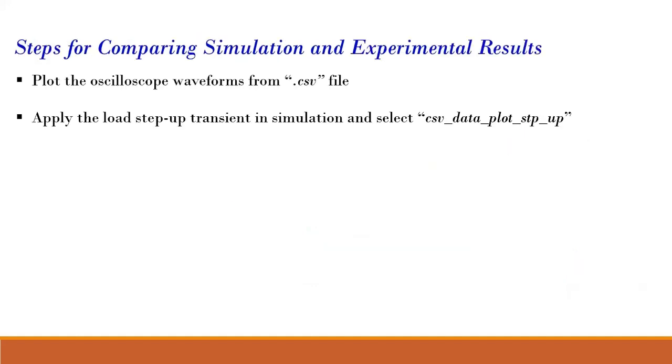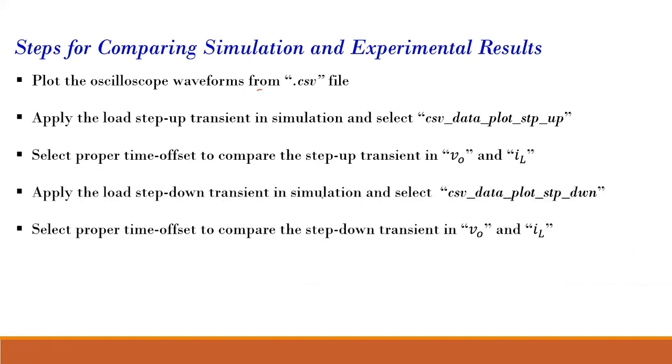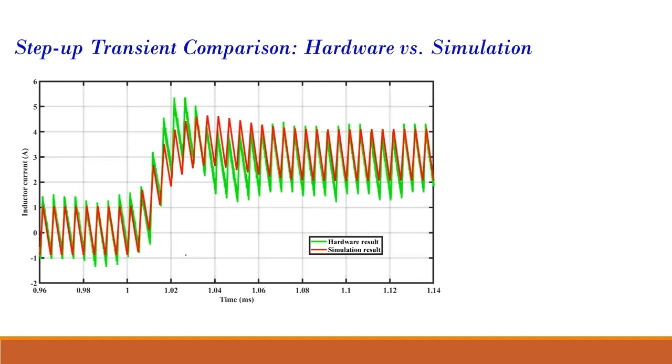So that's why we will take the oscilloscope waveform data. Yeah, how we must take the offset, etc. Exactly. Similarly, this is your hardware result, the green one, and the red one is the simulation result. So we plot them side by side. We adjust the offsets accordingly so that they can be plotted side by side.